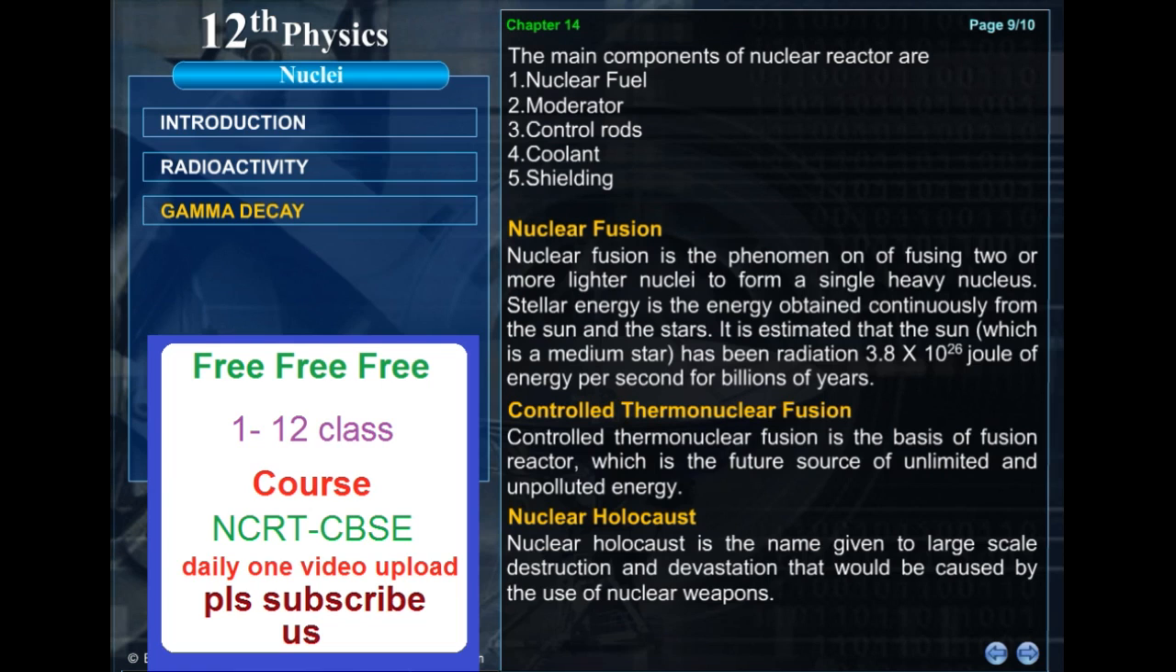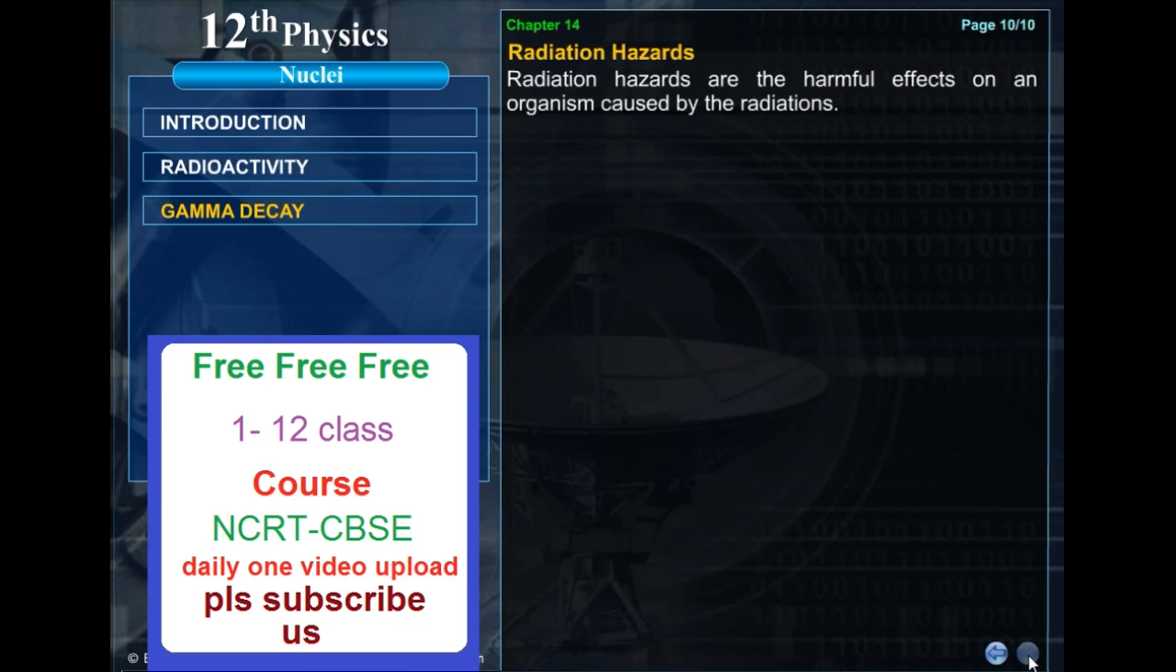Controlled thermonuclear fusion. Controlled thermonuclear fusion is the basis of the fusion reactor, which is the future source of unlimited and unpolluted energy. Nuclear holocaust. Nuclear holocaust is a name given to large-scale destruction and devastation that would be caused by the use of nuclear weapons. Radiation hazards. Radiation hazards are the harmful effects on an organism caused by radiations.